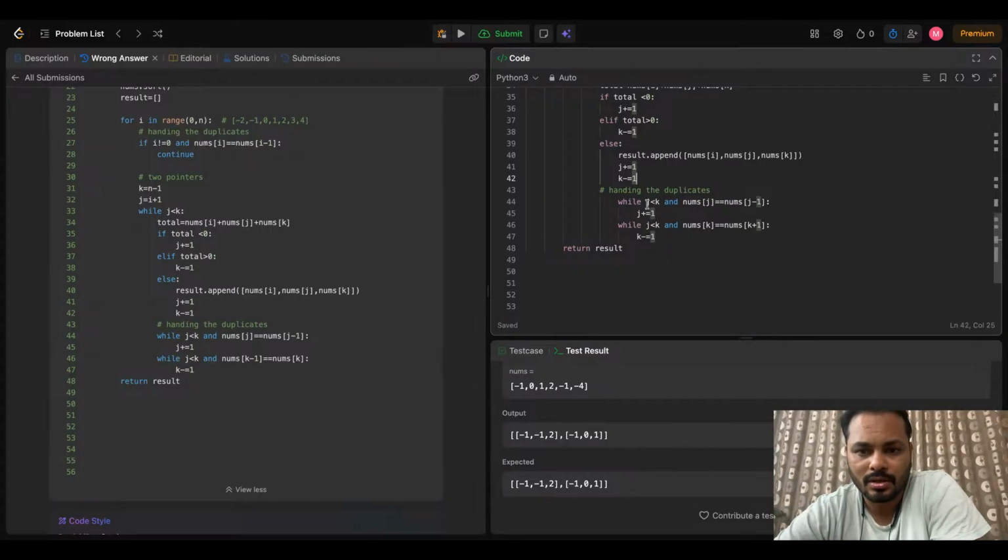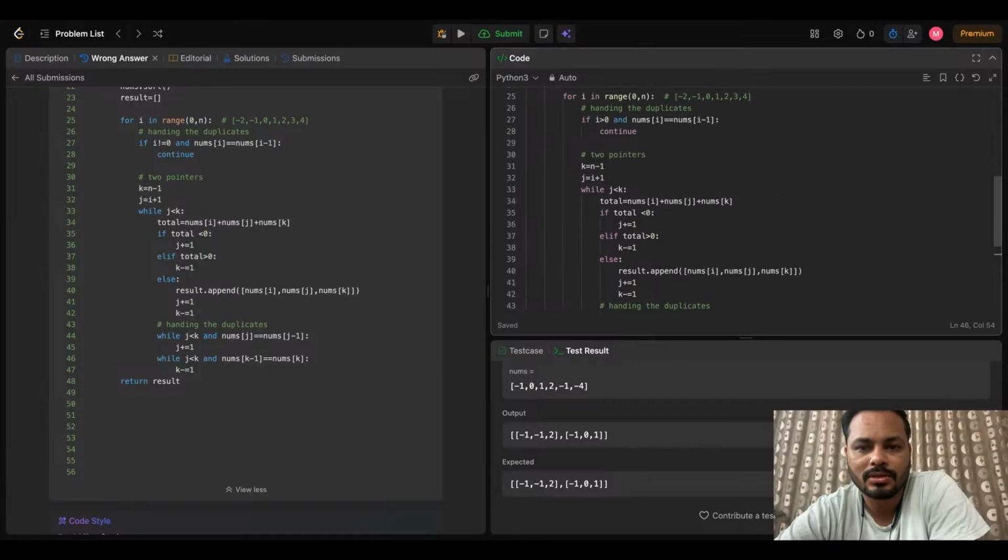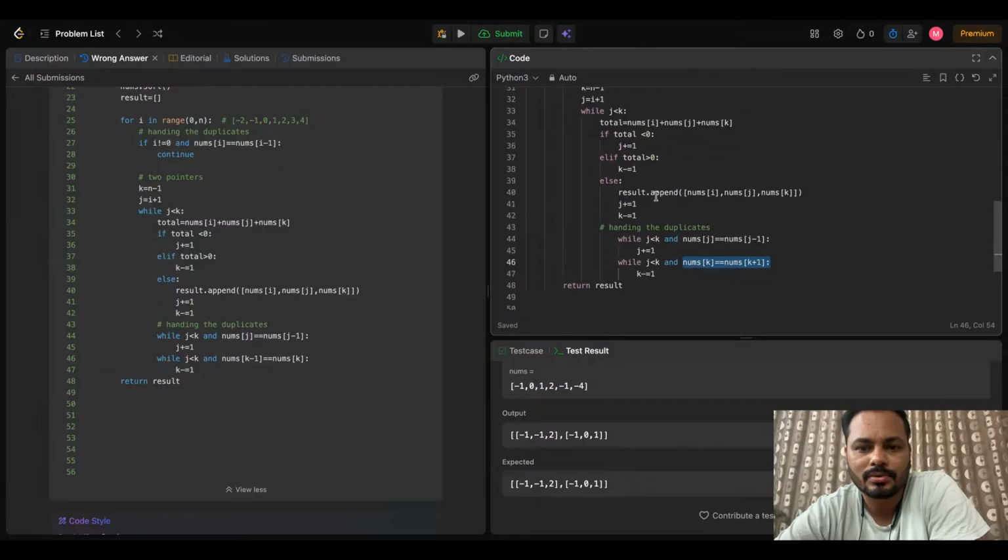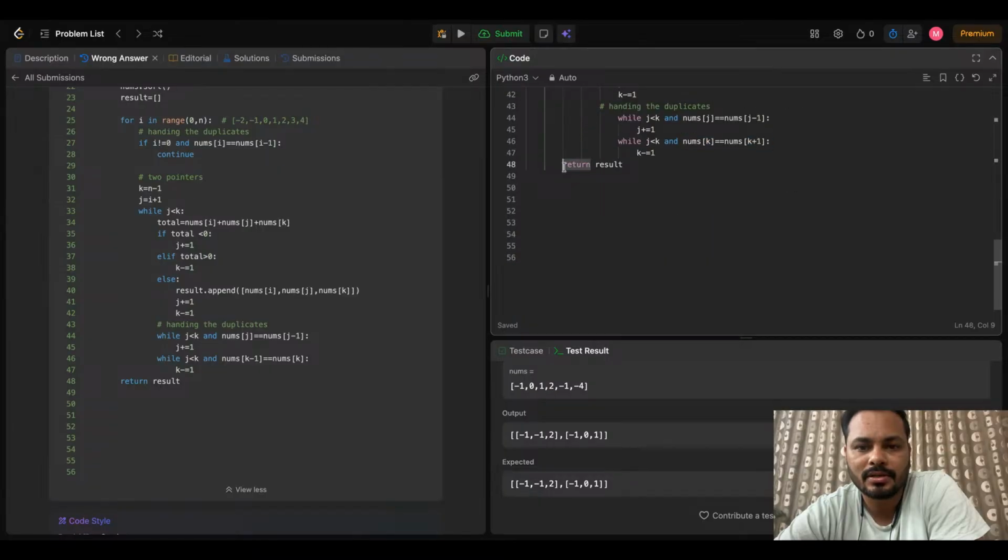So the next step within this loop should be, I need to check whether j is less than k or not, and nums of j and nums of j minus 1 are equal. If they are equal, then I'll just have to shift. If they are not equal, then I'll just go back to this loop, right? And in the end, I'll return the result.